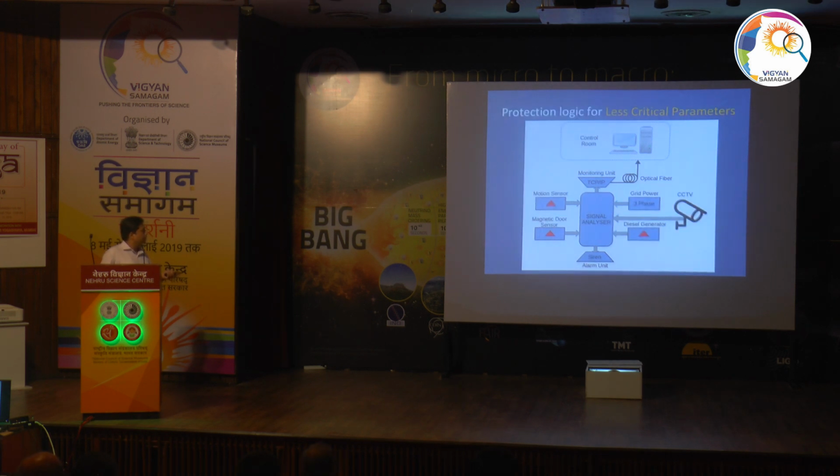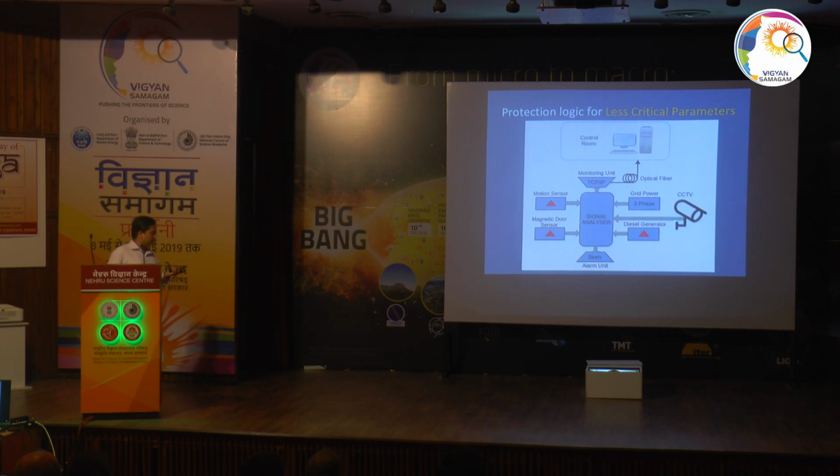The next one is the block diagram for less critical parameters. Motion sensors are in place, magnetic door sensors are there. So if doors get opened, or clipped open by some accident or by mistake, it monitors that. Motion sensing infrared sensors are there, which are fed to the signal analyzer and communicated to the control room via optical fiber, with a local alarm. It again takes inputs from the three phase electricity power.